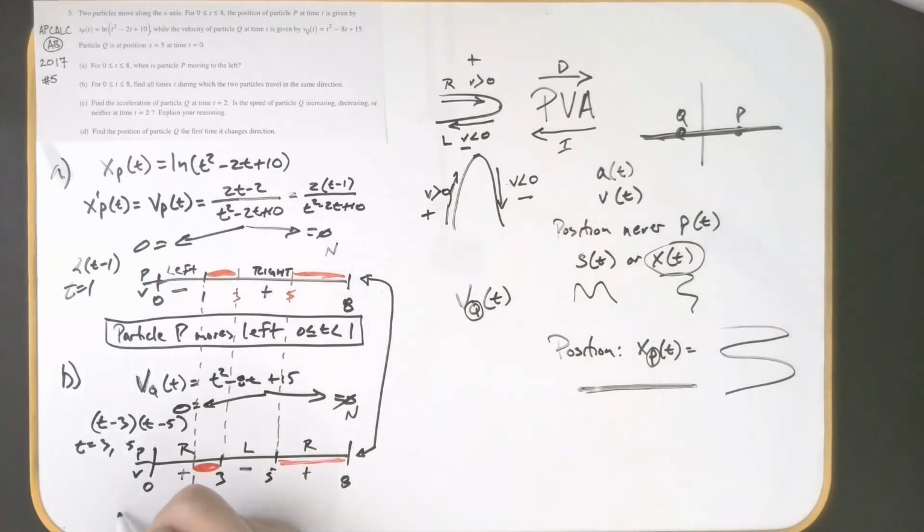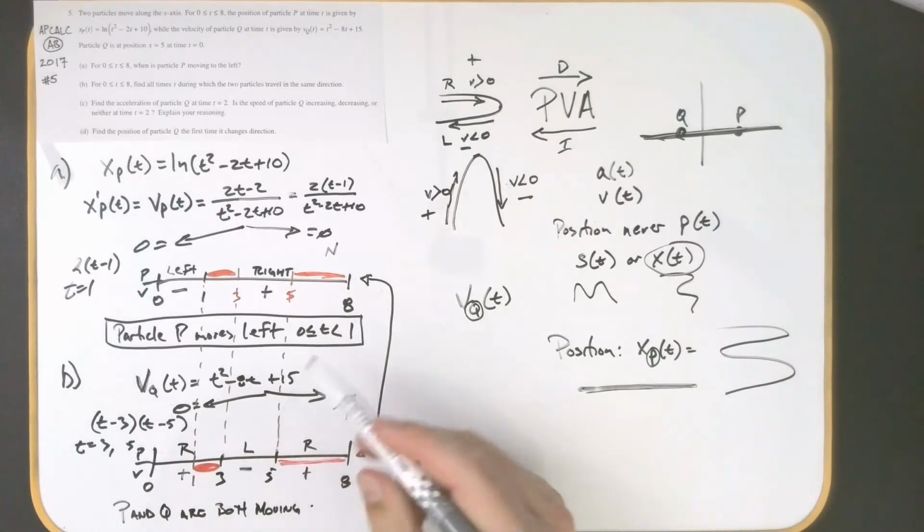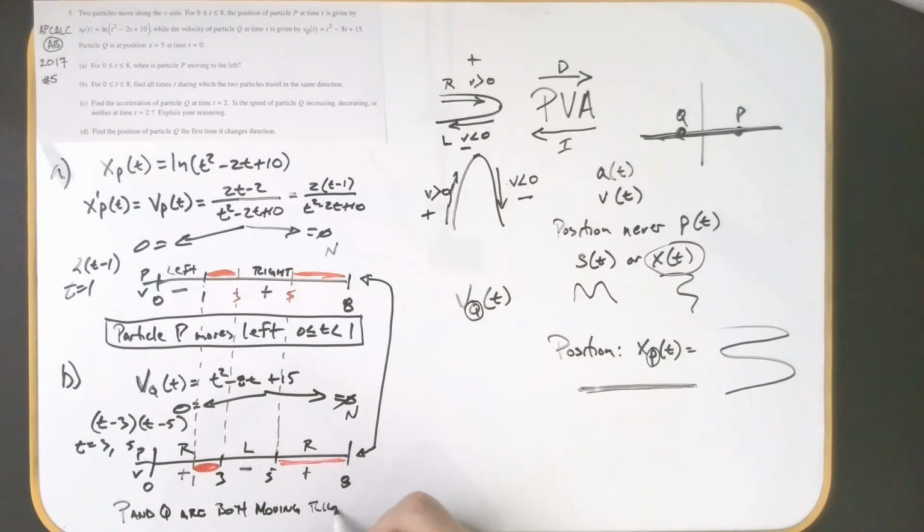And we could say P and Q are both moving right, and it looks like in both cases we're dealing with positive, so they're both moving right in the interval. Looks like we're going from 1 to 3. So 1 less than t less than 3. And our other interval was 5 less than t less than or equal to 8.